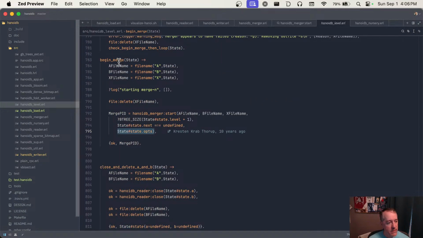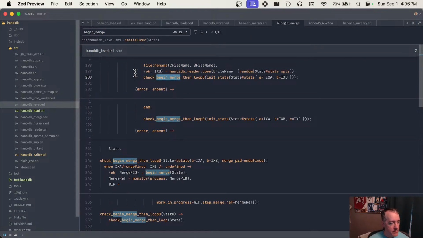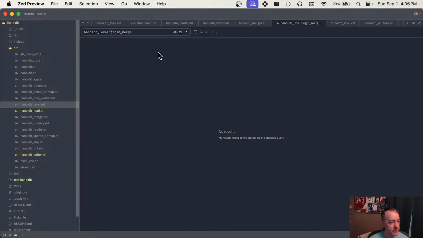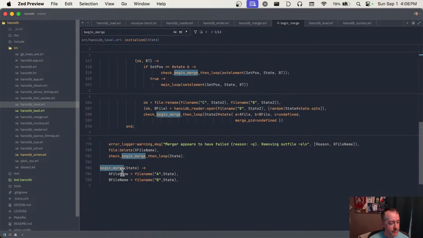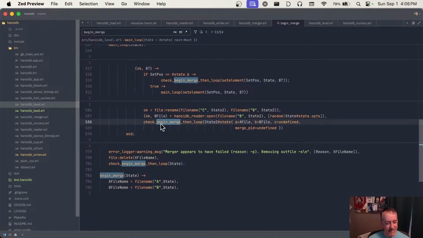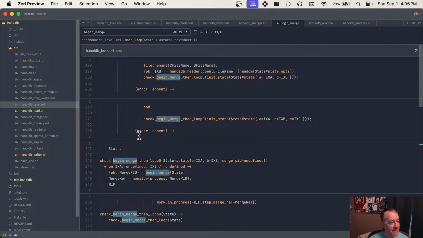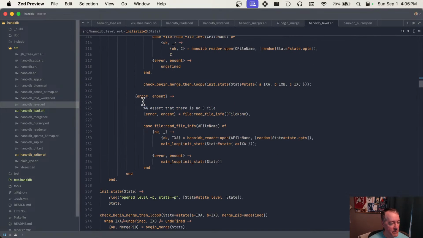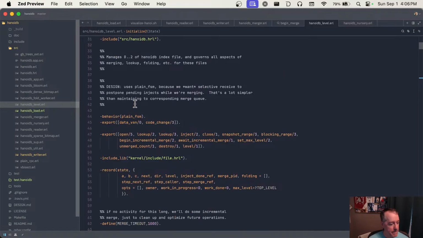Interesting. Okay, where's this called from? Begin merge. Oops. Hmm. Check begin merge then loop. We're gonna have to look at this file. Oh my. Okay, and it's all within this file. So begin merge must not be exported. Must not be an exported function. It's another plain FSM. Yep. Okay.